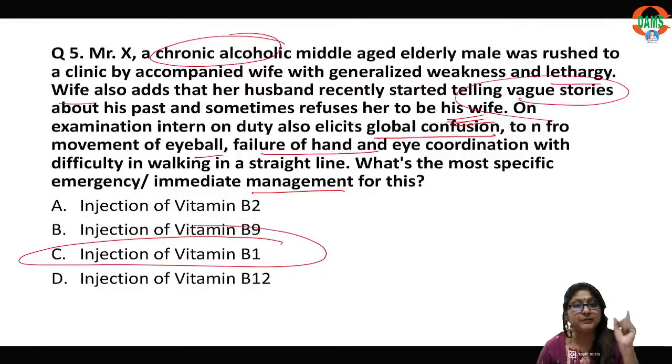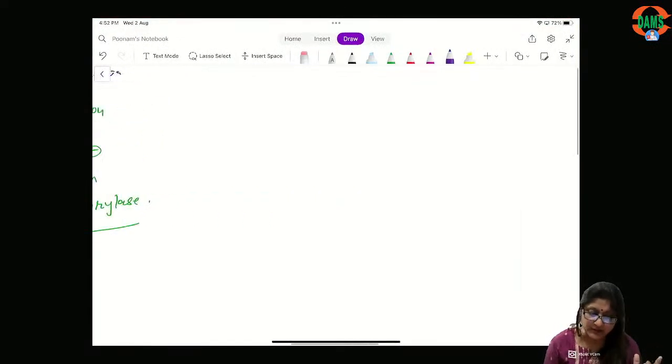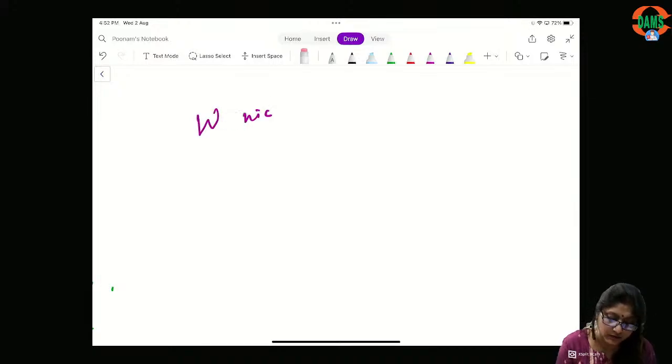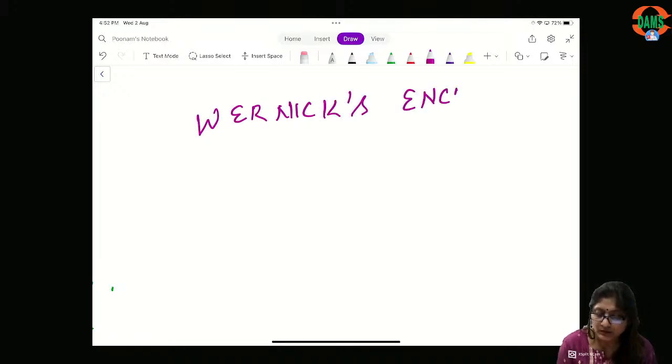So injection of vitamin B1 must be given. It's a severe deficiency of vitamin B1 in a chronic alcoholic, which presents like this. It's a typical presentation. Each and every word they have presented. Typical presentation of Wernicke's encephalopathy.